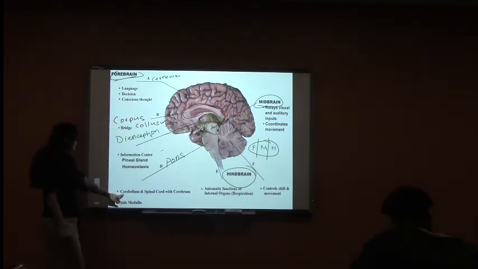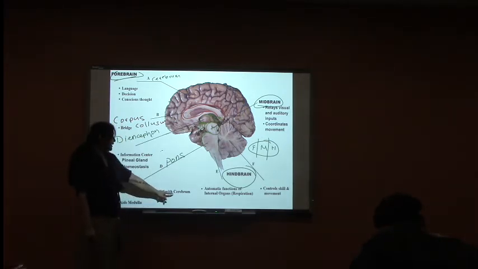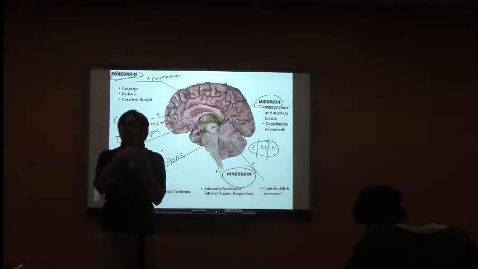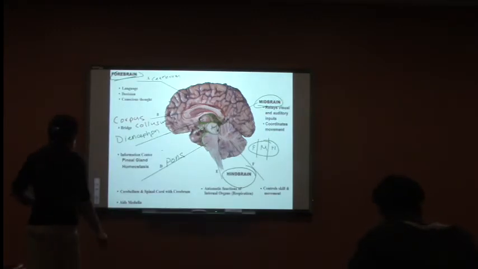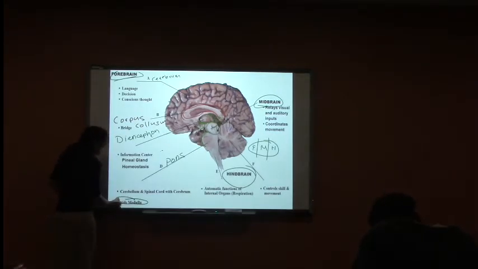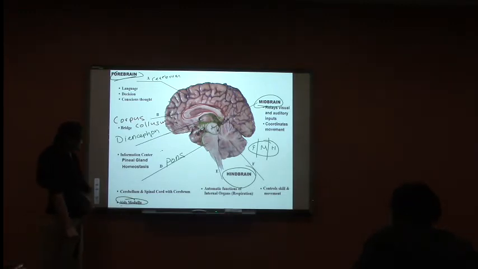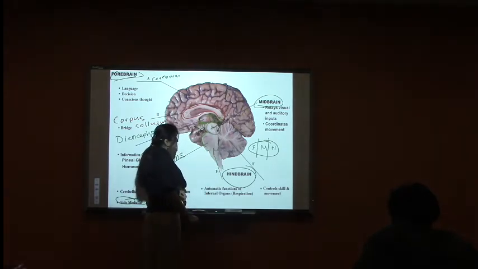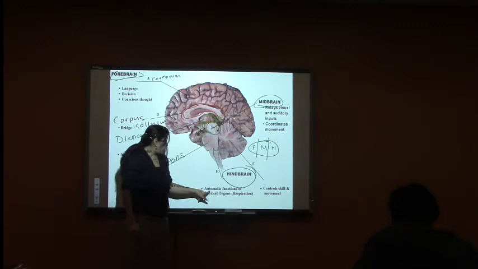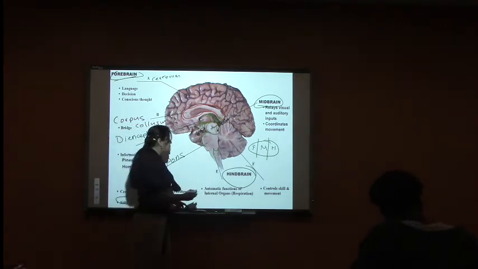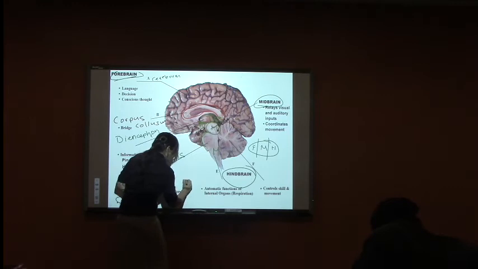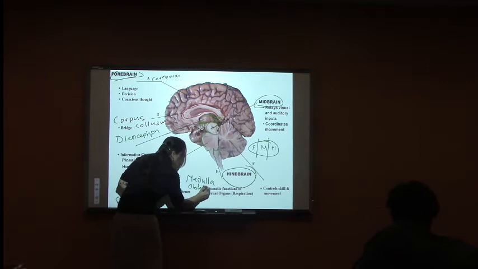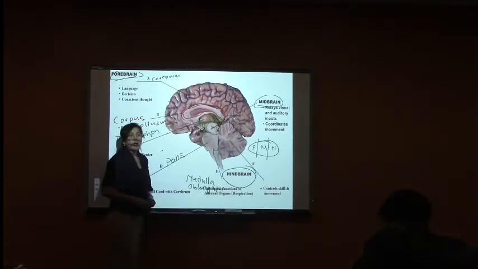Pons connects the cerebellum, spinal cord, and cerebrum together. So it connects the spinal cord and the big brain and the small brain, all three of them together. Okay? Pons also helps the medulla do its function. Okay? Medulla is basically right here. Medulla is responsible for, it's called medulla oblongata. Medulla oblongata.